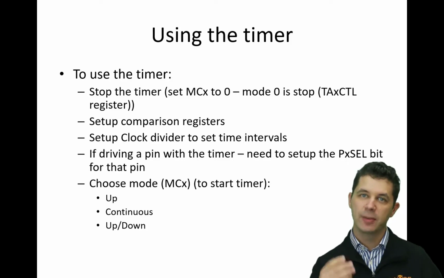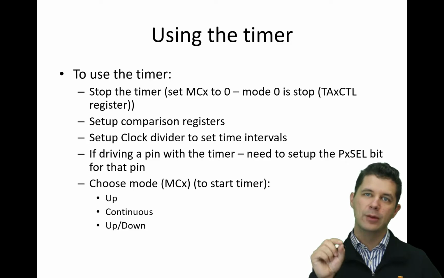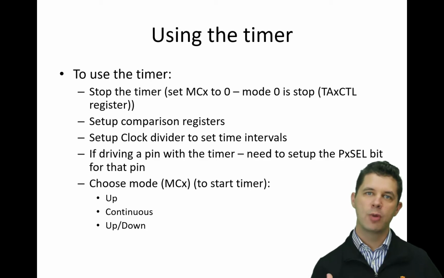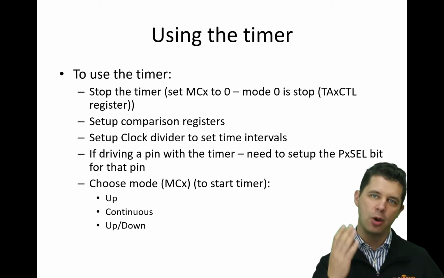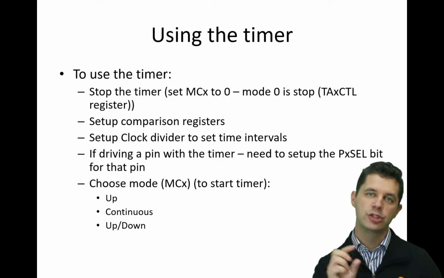If we're driving a particular pin, we need to set the relative P1 or P2 select bit for that particular pin to connect that pin to the timer. And we choose the mode for it. So we start it. We put it in up mode, continuous, or up-down mode. And that sets our timer off and away. Next, we'll look at a few worked examples for how we actually use timers to do these sort of things.